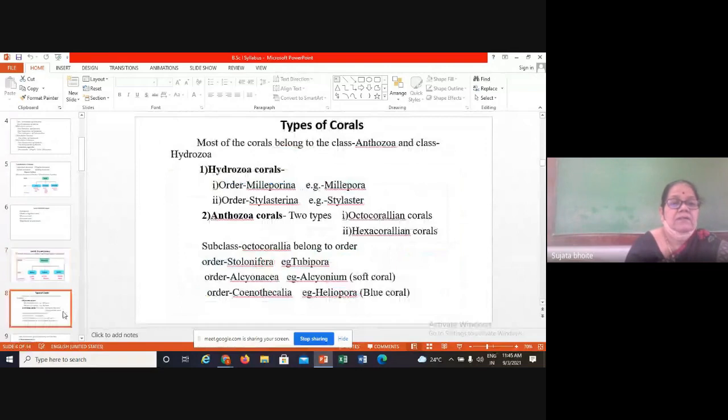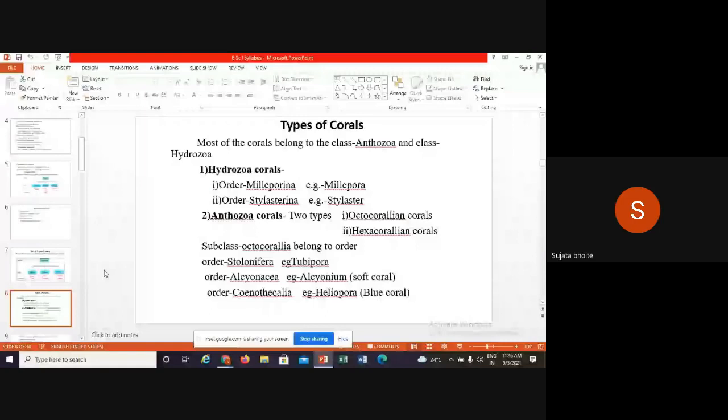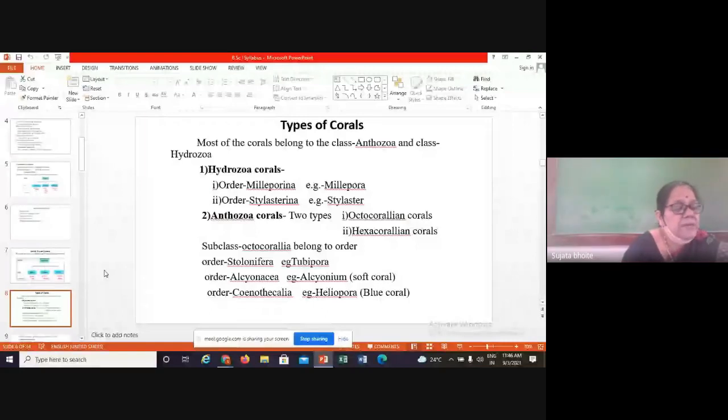Next, in this point, generally Cnidaria. These points generally are present in the old syllabus, but they have been deleted and they have additions of these points, importance and the types of the corals.